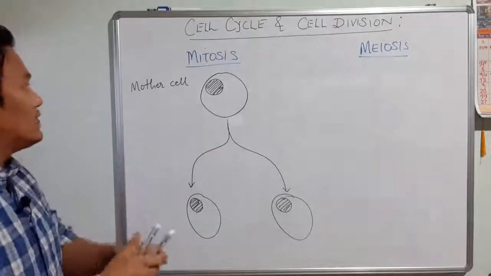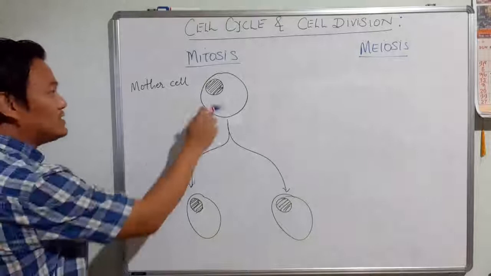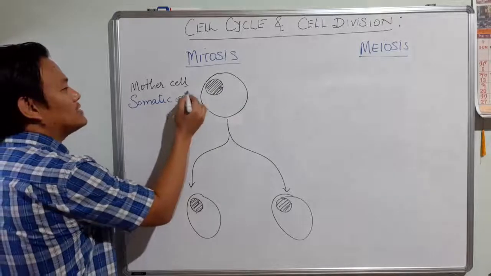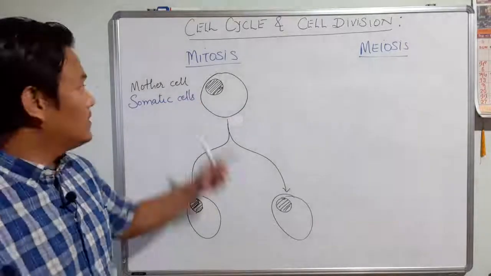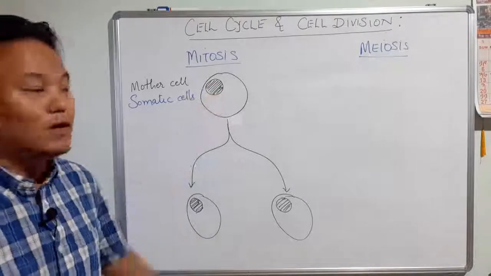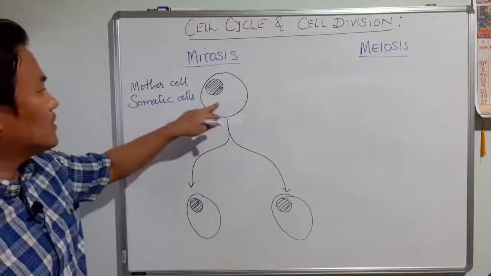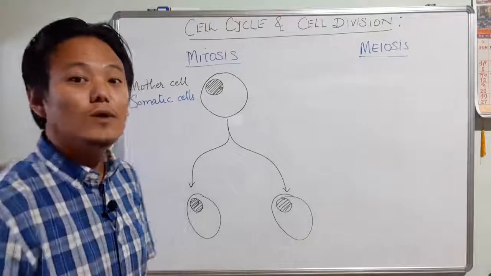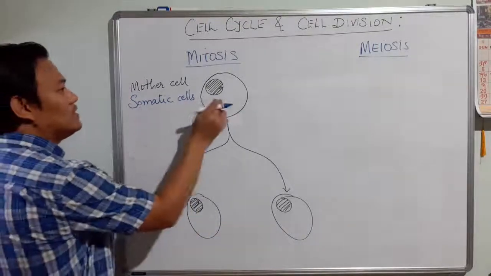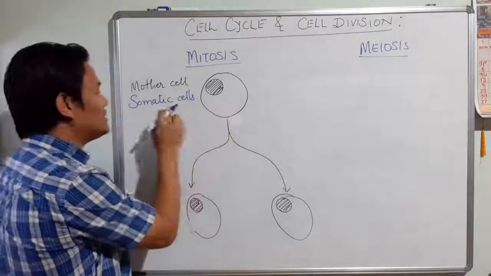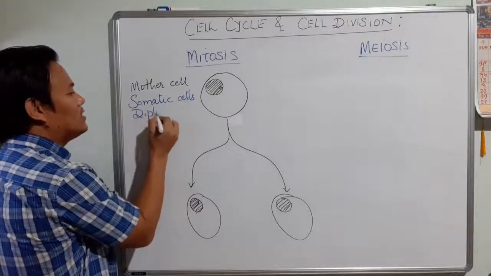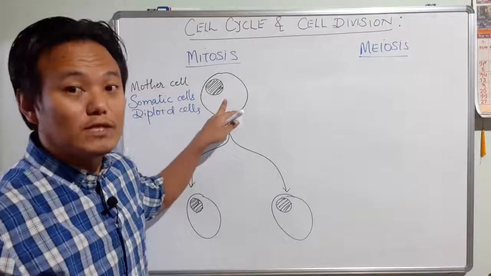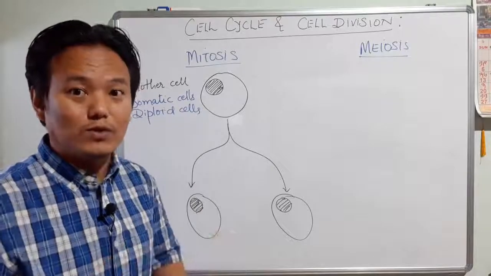Now you have to know which cells undergo mitosis. All our body cells, or somatic cells, undergo mitotic cell division, or mitosis. The somatic cells undergo mitosis. They are diploid cells most of the time. Most of the time, diploid cells undergo mitosis, not the haploid cells.